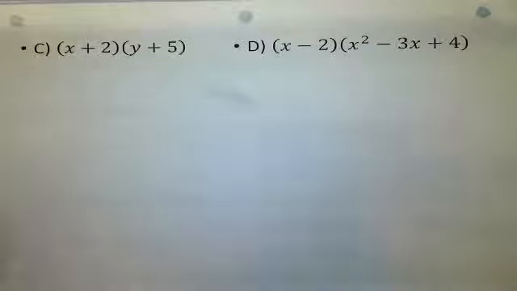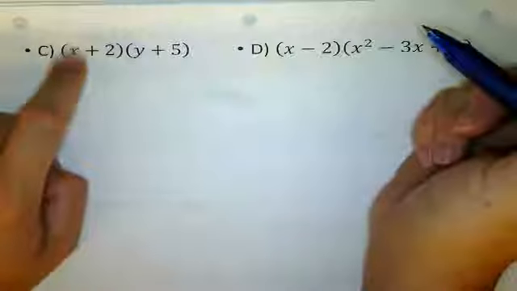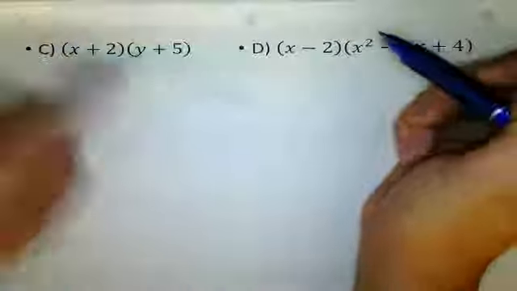This is a binomial times a binomial. There's lots of ways you can do multiplication with polynomials. So I'm going to show you, on the next one, a nice graphic organizer. How do you guys like to do a binomial times a binomial?